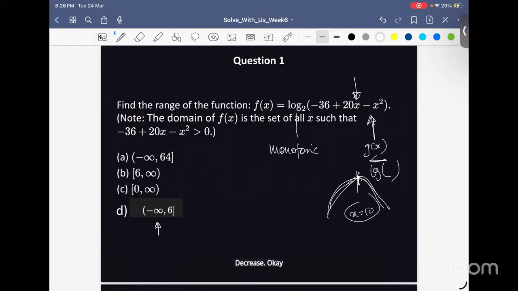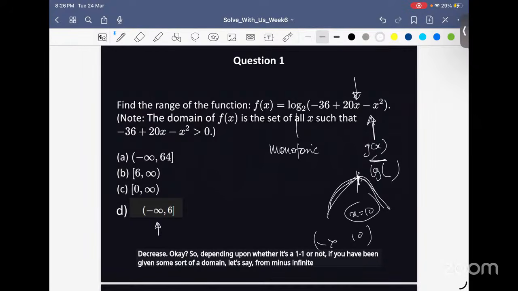Depending upon whether it's one-to-one or not, if we have been given some domain, for example from minus infinity to 10, then the function is one-to-one, because only this part will be plotted. And from x equals 10 to infinity, the way this quadratic behaves, the same way the logarithm also will behave.